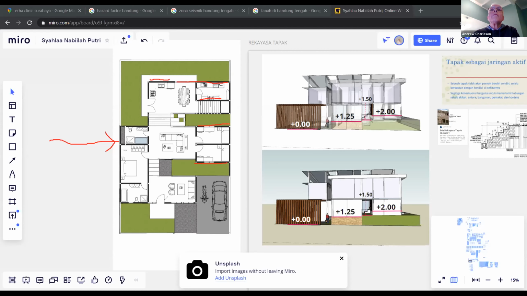So annotate. So let's say you have a bracing wall there. So now I think the house has enough bracing in the X direction. What about in the Y direction?